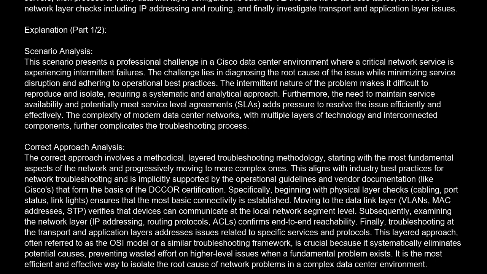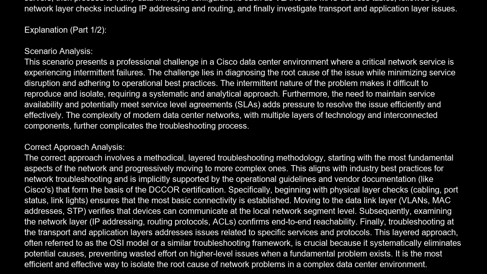Explanation. Scenario analysis. This scenario presents a professional challenge in a Cisco data center environment where a critical network service is experiencing intermittent failures. The challenge lies in diagnosing the root cause of the issue while minimizing service disruption and adhering to operational best practices. The intermittent nature of the problem makes it difficult to reproduce and isolate, requiring a systematic and analytical approach. Furthermore, the need to maintain service availability and potentially meet service level agreements, SLAs, adds pressure to resolve the issue efficiently and effectively.